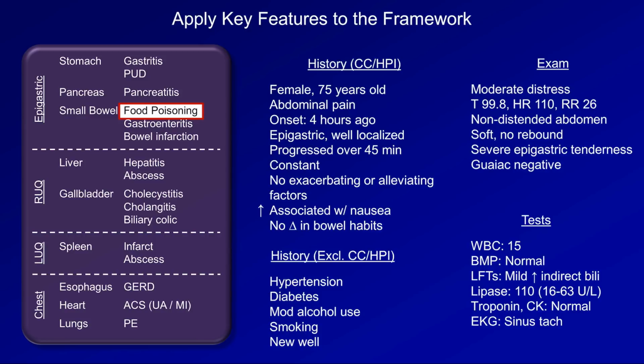One argument against food poisoning includes her SIRS physiology. Food poisoning can cause a number of these vital sign findings, but usually as a consequence of severe dehydration from vomiting, which she has not been doing. It also is not typically associated with a high lipase.